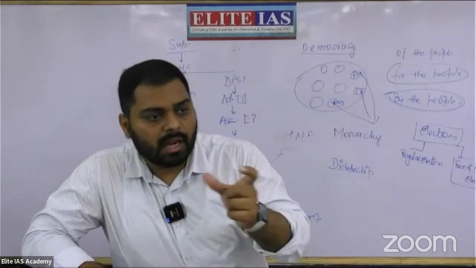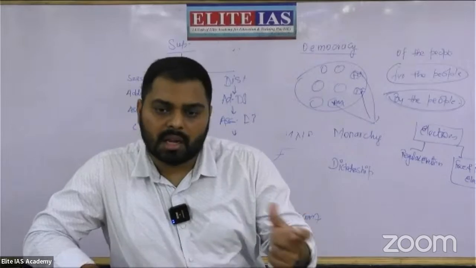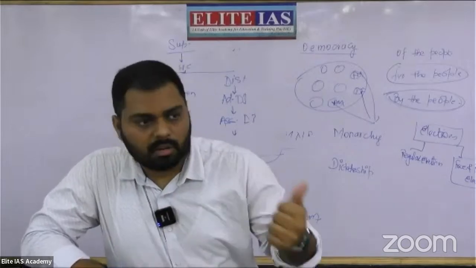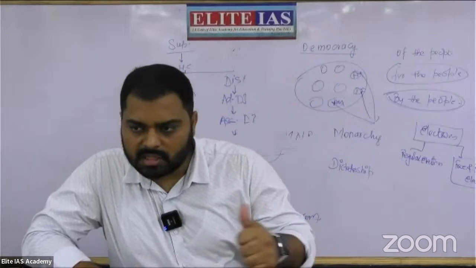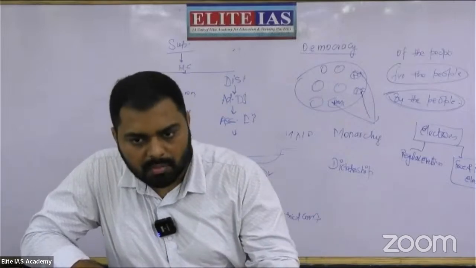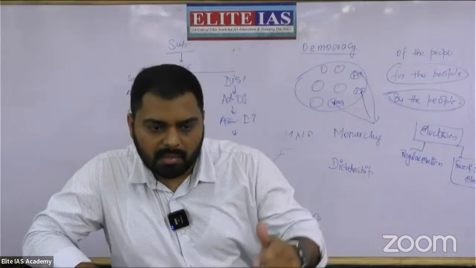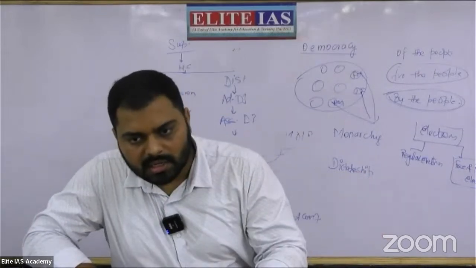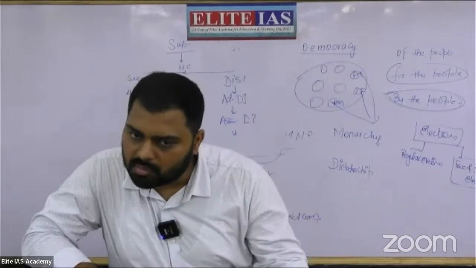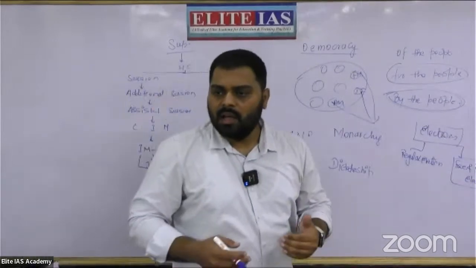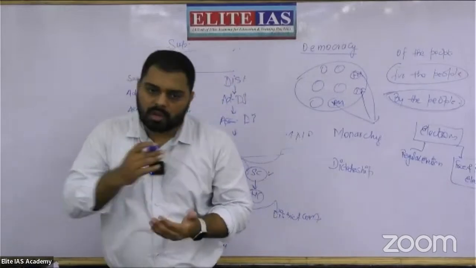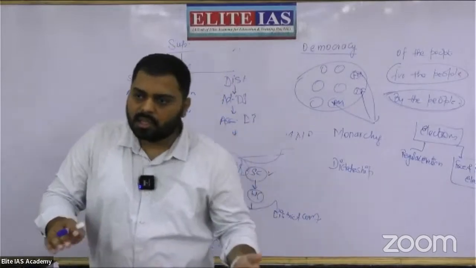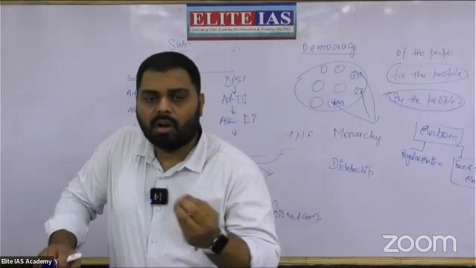So where both the head of the state and the government are elected, that country is called a democratic republic. Because head of the state is president, he is elected, country becomes republic. Head of the government is prime minister, he is an elected person, that country becomes democracy. So our India is both a democracy and a republic. But United Kingdom is simply a democracy. They are not a republic.